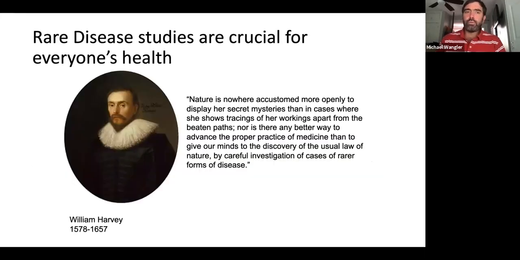But I always also feel like rare disease is something that we focus on, exemplified by one of my favorite quotes from William Harvey, that basically nature shows us something important in rare disease by going off the beaten path. And in this quote, Harvey's arguing that practicing medicine itself, one of the missions should be to investigate the causes of rare disease.